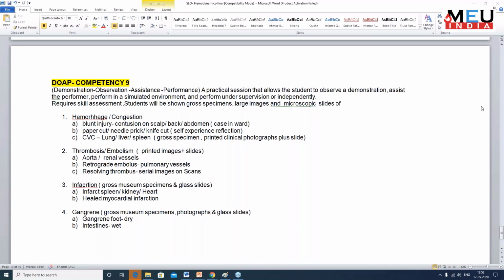So we can have gross specimens from our museum or printed images of the very same for chronic venous congestion of different organs. And we can also have a photomicrograph if we have slides, that's well and good, or we can have photographs of the very same. And thrombus and embolism, we do have cases of aorta and renal vessel thrombosis, and give them clinical scenarios.